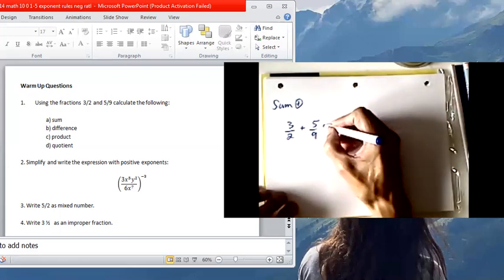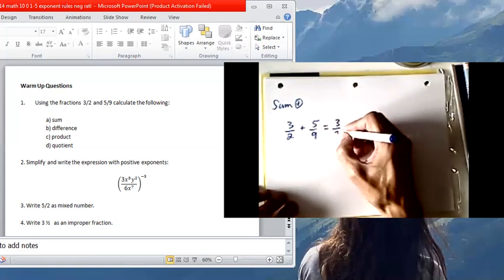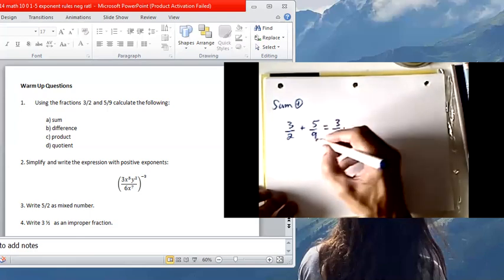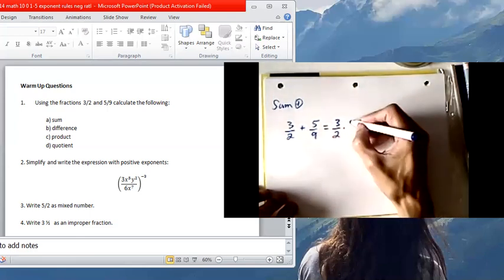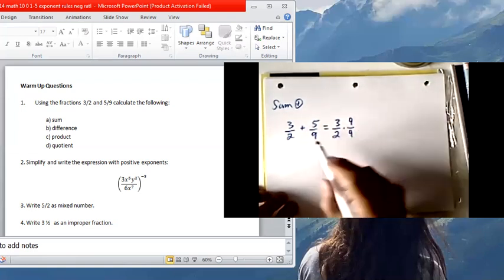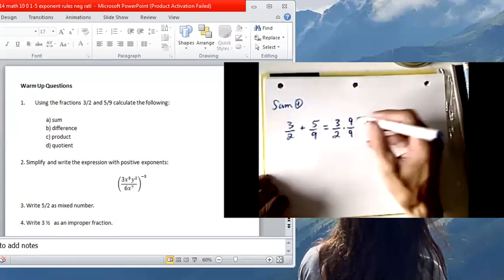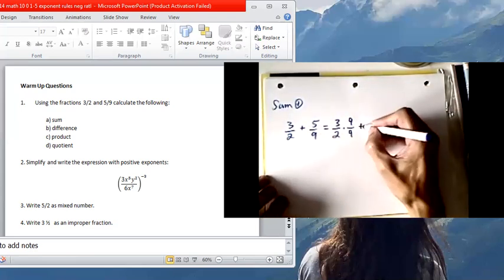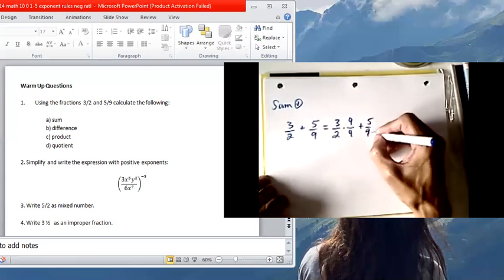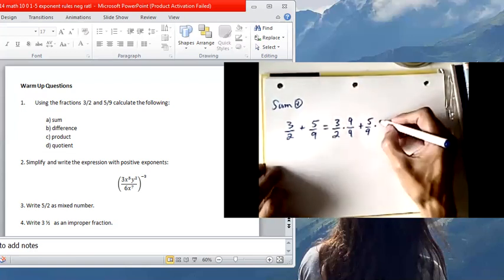And so here's what you do. What you do is you take the first fraction and you multiply the top and the bottom by the denominator of the other fraction. So you see the 9 is there, so it goes there and there with the first fraction. And you do the same trick with the other fraction. The other fraction is 5 over 9, and you multiply it by the other denominator, which is the 2, top and bottom.